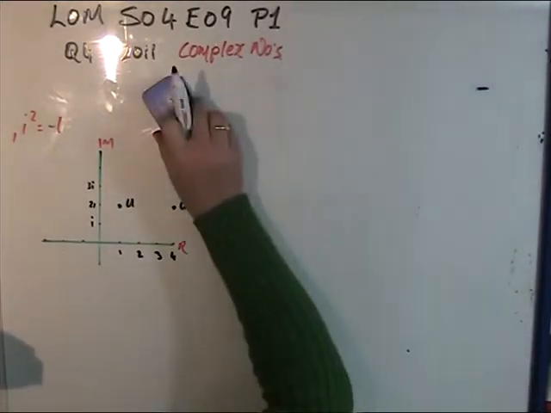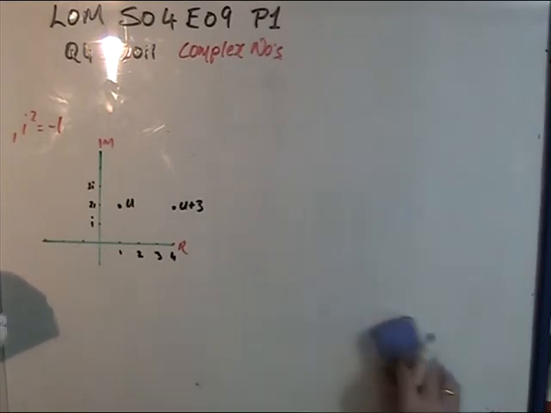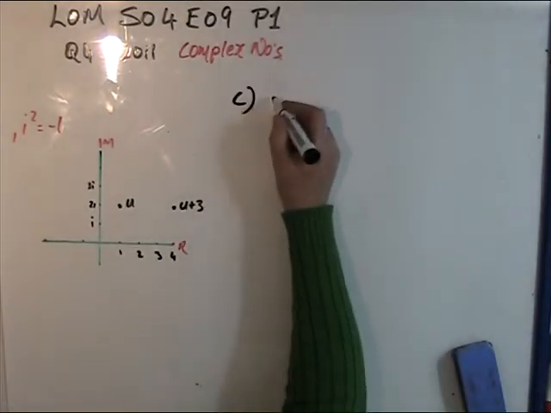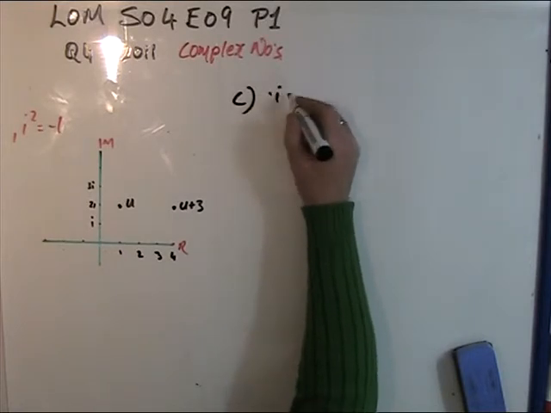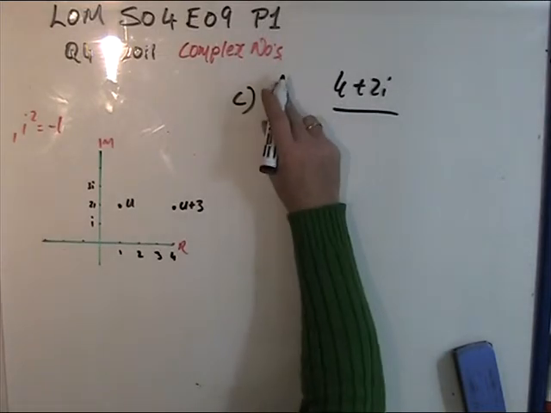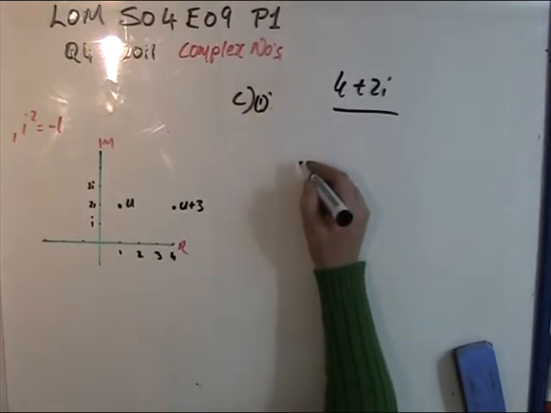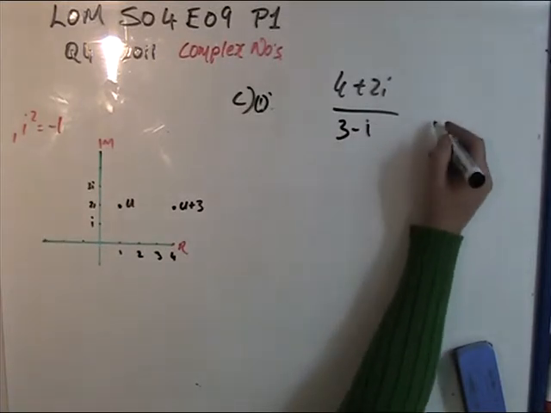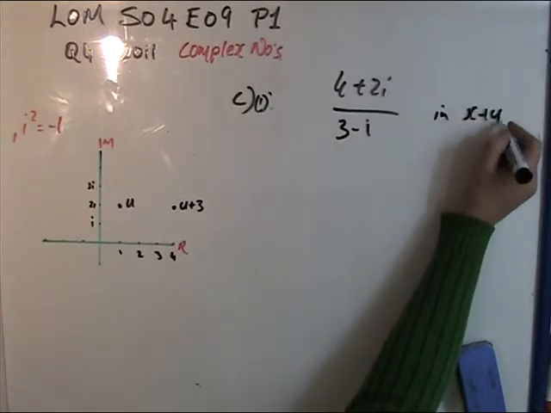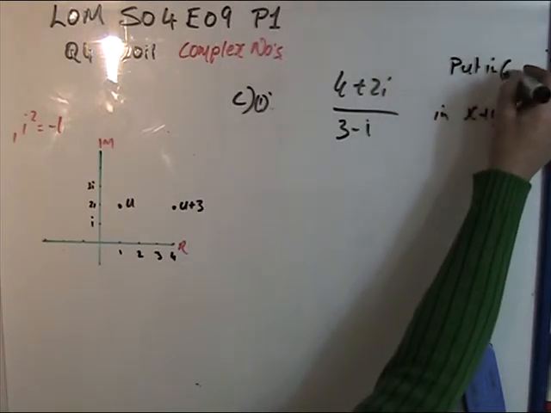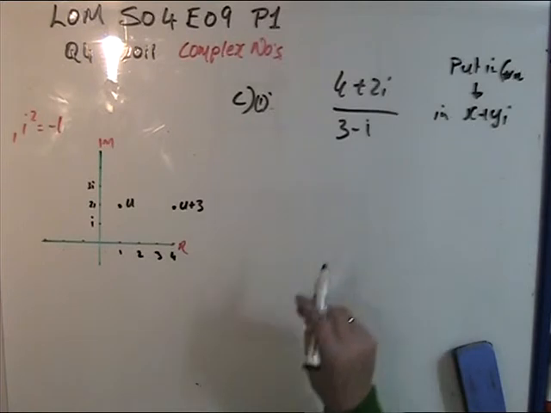Okay, so that's part 3. Part C, now we're on part C, the hard part. Part 1: (4 plus 2i) all over (3 minus i), and put it in the form of x plus yi. Okay, so put it in that form.